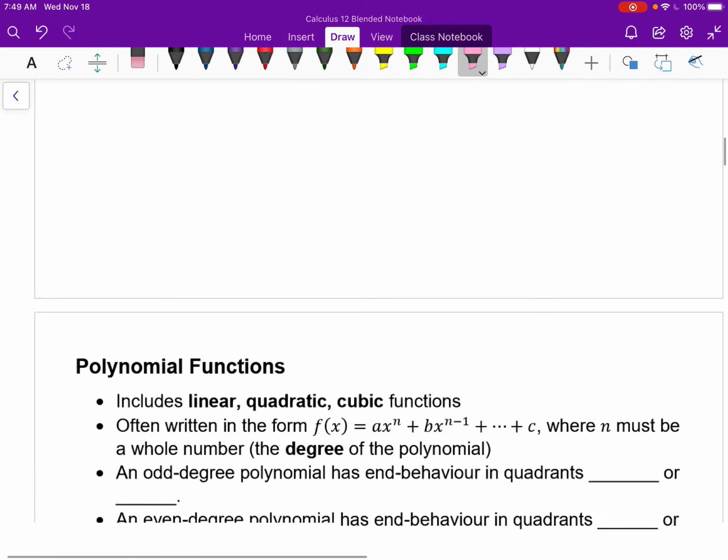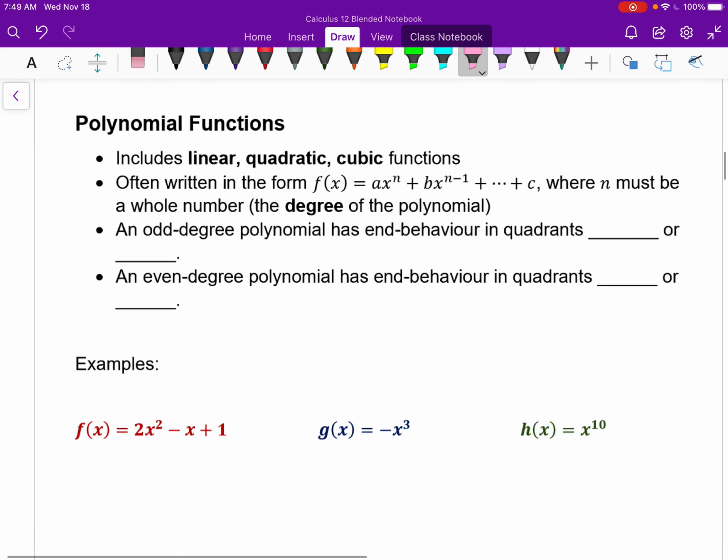So next I want to talk about polynomial functions, which includes linear, quadratic, and cubic functions. They're often written in this form where we have some coefficient times x to the power of n, where n must be a whole number. And that's what we call the degree of the polynomial, the biggest power on x, but it has to be a whole number. It can't be a negative integer, and it can't be a rational number like a decimal or non-whole number.